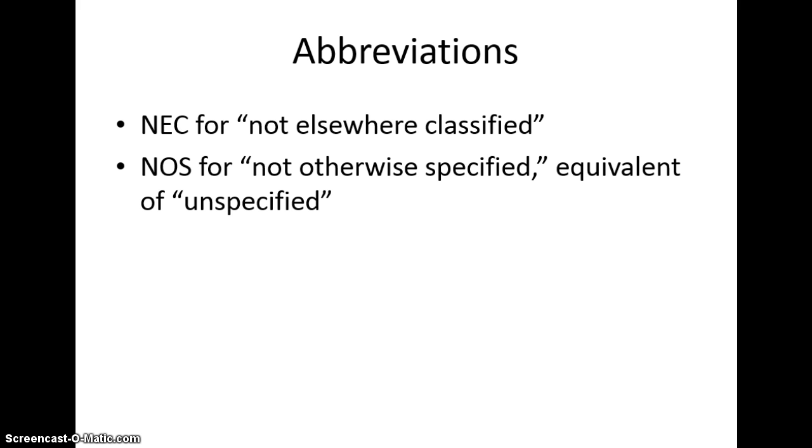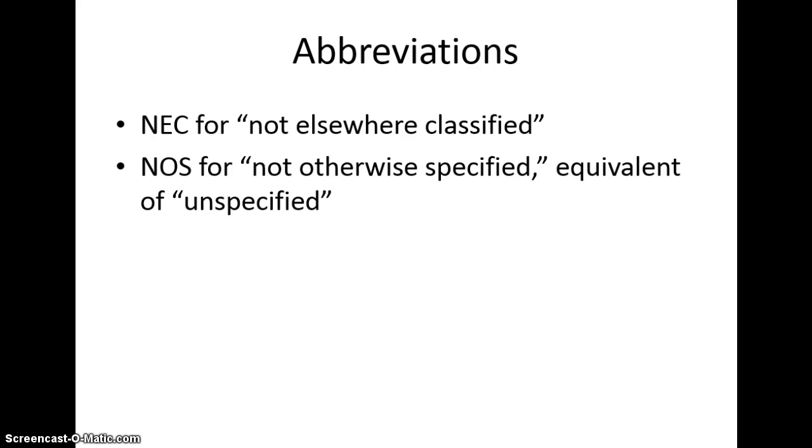Abbreviations are used in the alphabetical index to indicate there is no separate code for the condition, even though the diagnostic statement may be very specific. These codes are ordinarily classified to the final digit of an 8, with a title that includes the words other specified or not elsewhere classified.